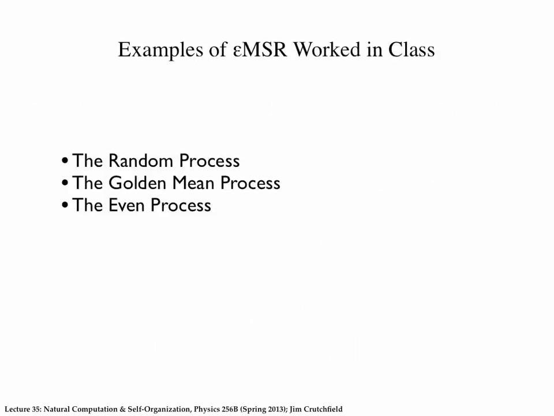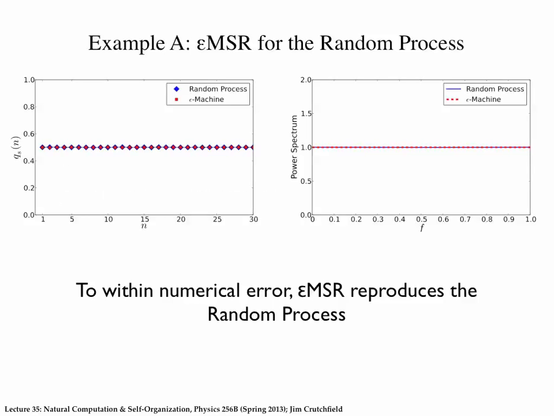So I want to treat three processes: the random one, the golden mean, and then finally this infinite range, infinite memory process, if you will, the even process, and see how close we come. Well, I have done the emissary algorithm, and I'm not going through all the details for you, but they're straightforward, like I mentioned, and I'm happy to go through them if someone would like me to.